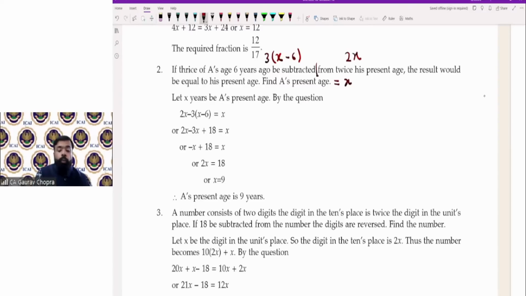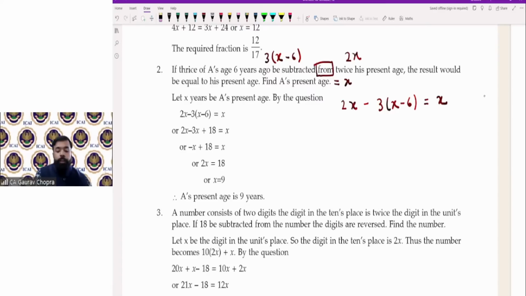So since from is written, so you have studied in lower classes, whenever from is written, like subtract 2 from 5, it means 5 minus 2 you have to complete. Similarly, here also 2x minus 3 into x minus 6 you have to perform. And now this difference is equal to present age, that is x. This is equal to x.